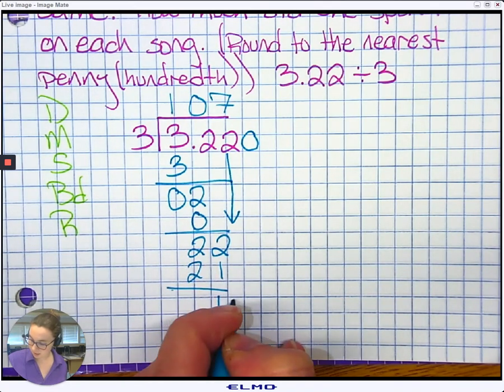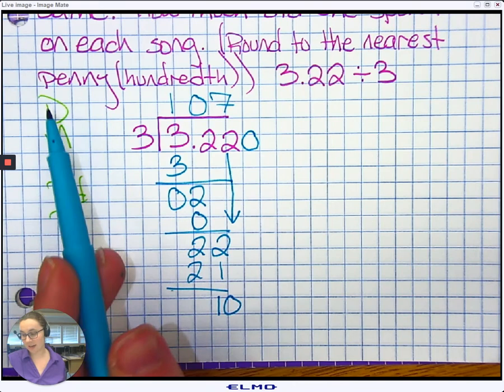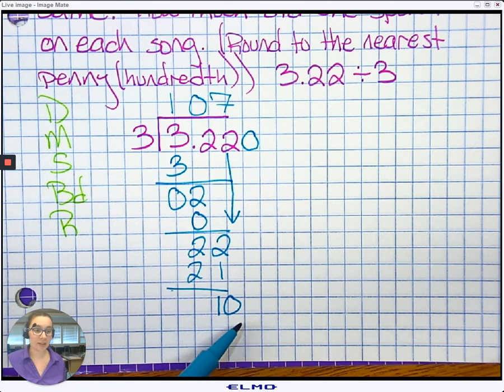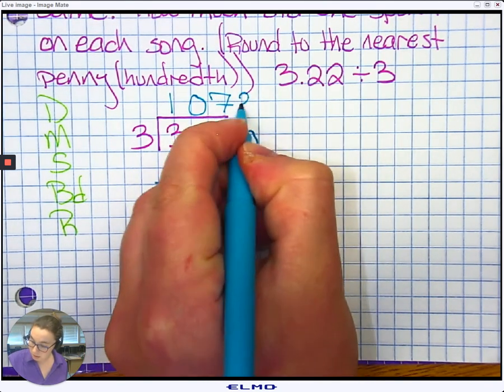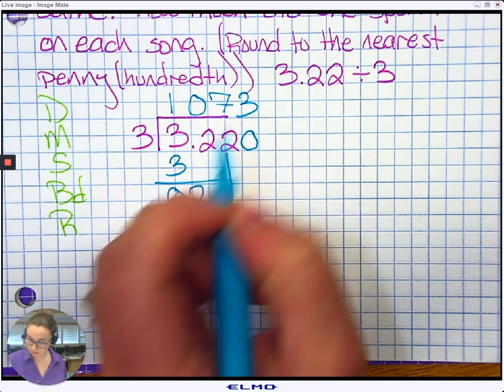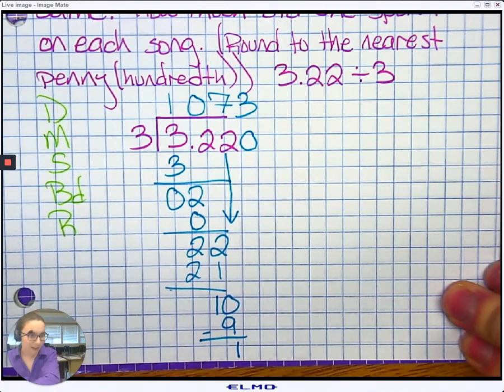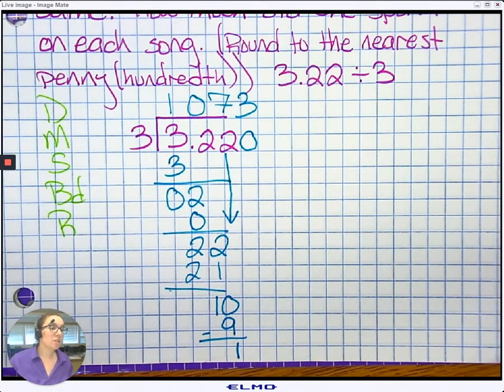10. We're on the bring down step again. Now we're back up to divide 3 into 10. How many times does 3 go into 10? It's 3 times. Three times 3 is 9. Subtract, 1. I'm just barely out of room here. Okay, so I'm going to stop here.